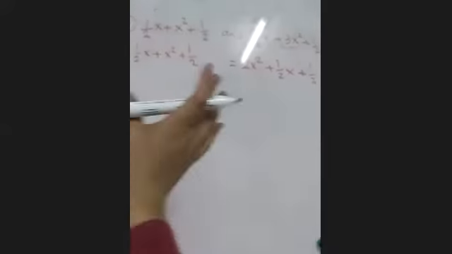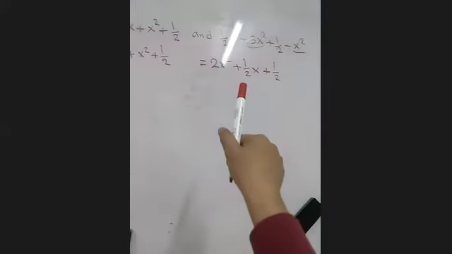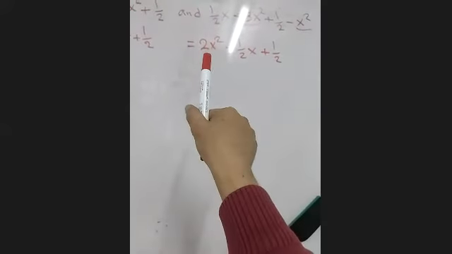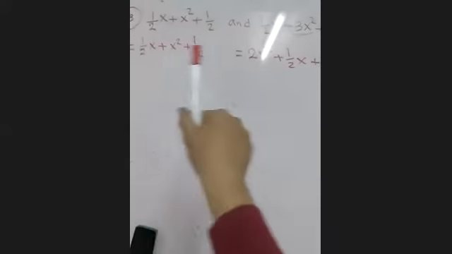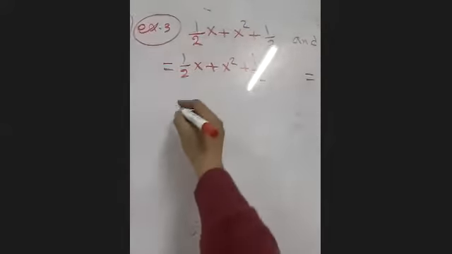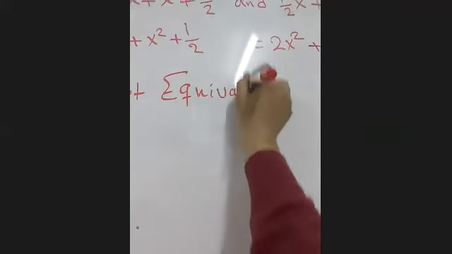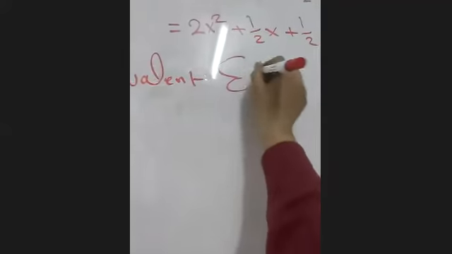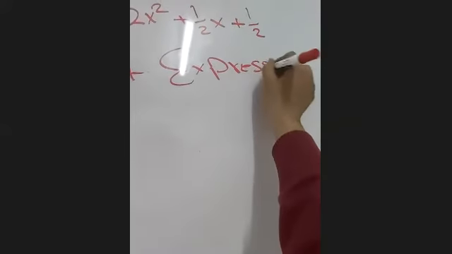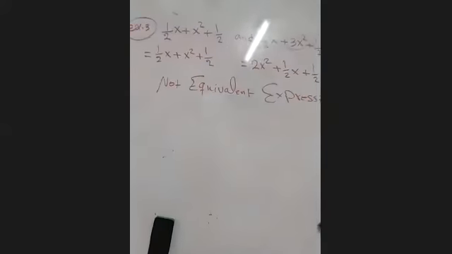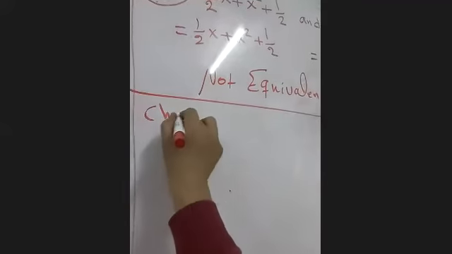Now, do we have similar? Here half x, here half x. Here x power 2, here what do we have? 2x power 2. So, are they equal? No, they are not equivalent. Not equivalent expressions. They are different. Here I have x power 2. Here I have 2x power 2. They are different. I have the check under, or below, or after this example.